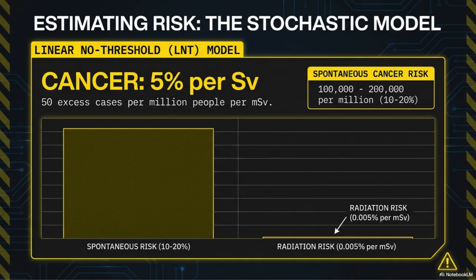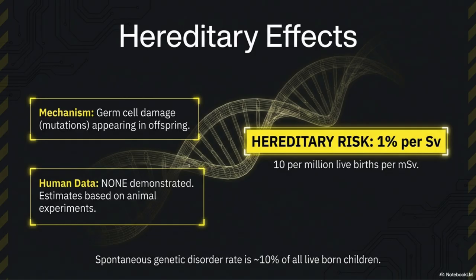ICRP estimates cancer risk at 5% per sievert. That equals about 50 excess cancer cases per million people per millisievert. Compared to natural cancer risk, radiation risk is small but not negligible.